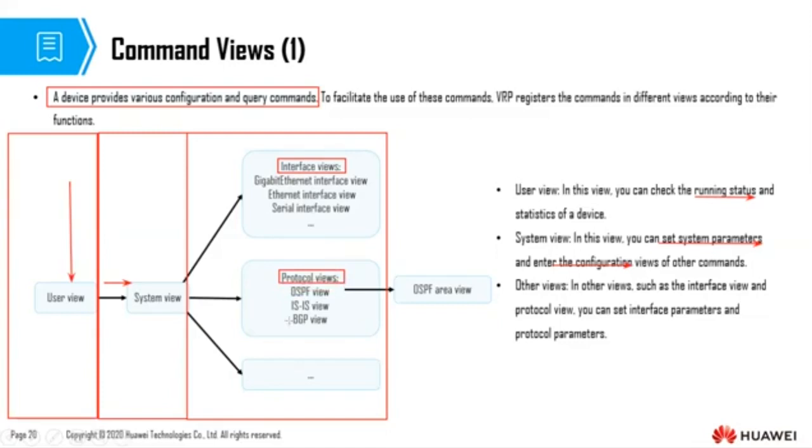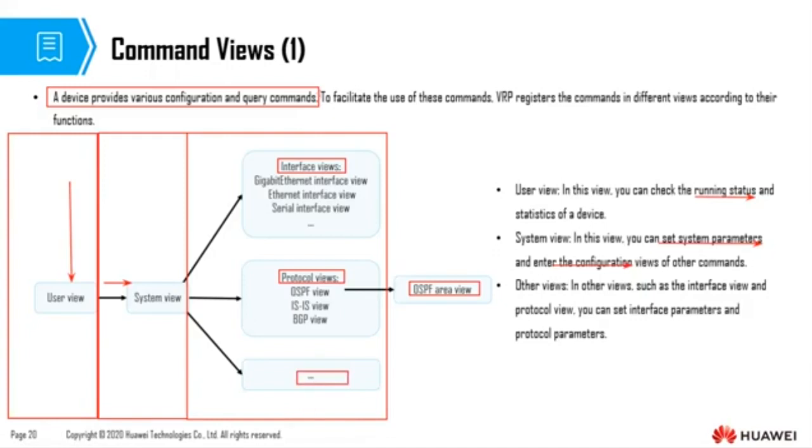Like when you're configuring OSPF, ISIS, BGP. Then when you get into OSPF, that is called an OSPF area view, for example. So these are just examples. But most importantly, please remember that when you log into the device, you start from the user view, but you have to move from the user view to the system view in order to be able to configure any commands and get into either the interface view, protocol view, or the other views. So you might have other views.